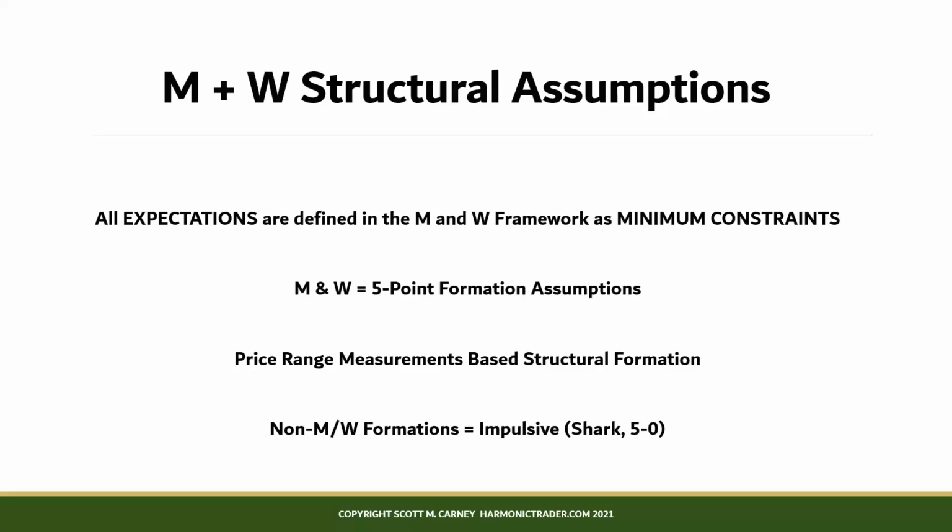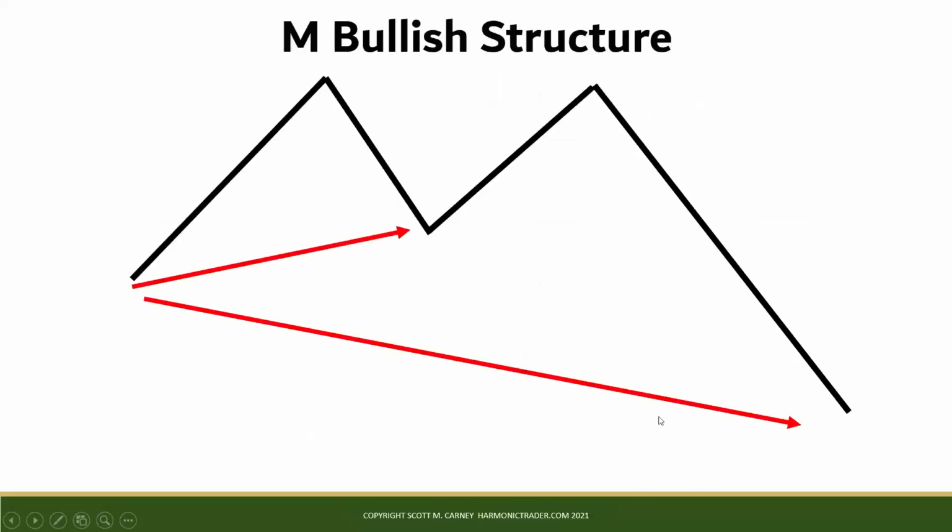Now, the non-M and W formations, like Shark and 5-0, we'll talk about on our third session. I want to focus just on the M and W's today. We can then relate those M and W formations to those other patterns, but if we know what we're looking at, an M or a W or what type, it's really easy to differentiate and separate the Sharks and the 5-0s. So let's look at this B point.